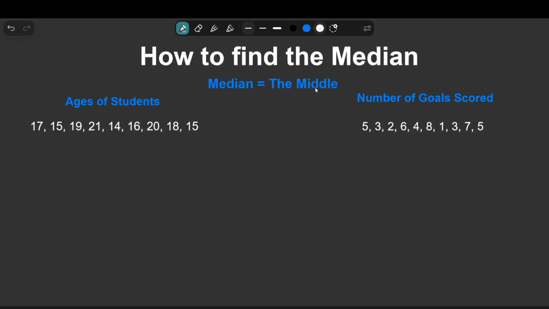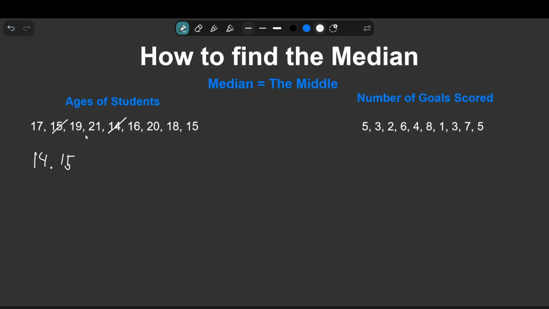Let's jump into our examples, starting with number 1, where we have ages of students. We have a list of numbers. We have to find the middle number of all these numbers. So the first thing we do is we sort the numbers. These numbers aren't already sorted, so we have to start sorting them. So the lowest number we have is 14, so we start with 14. After 14 we have 15.